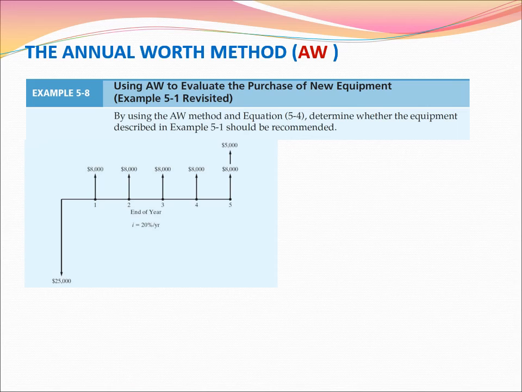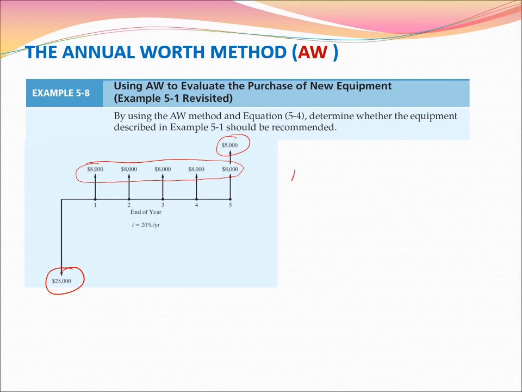Okay, so this is the same example that we solved using the present worth and future worth methods. Now let's solve the same example using the annual worth method. So what was the idea? What was included in this example? We are buying an equipment for $25,000, for which the salvage value at the end is $5,000, and the net revenue minus expense, net profit at each year, is $8,000.